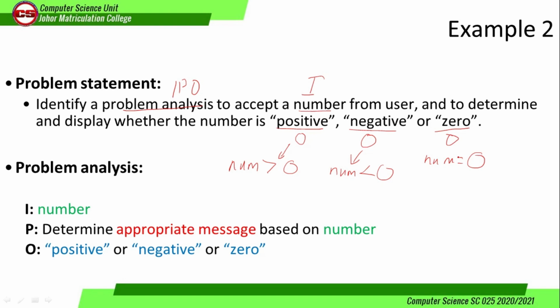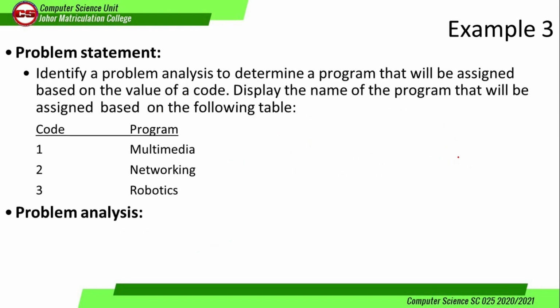Example number 3. Identify the problem analysis. The problem analysis here is an IPO. To determine a program that will be assigned based on the value of code. So code is an input that the user needs to key in. Display the name of the program that will be assigned based on the following table.